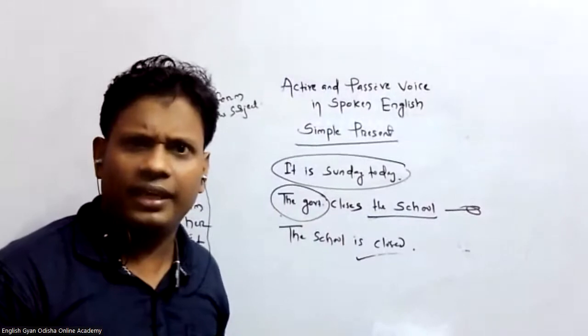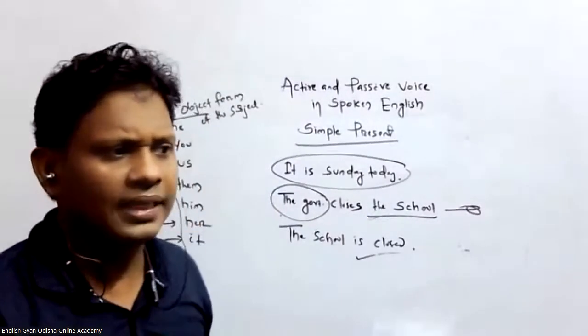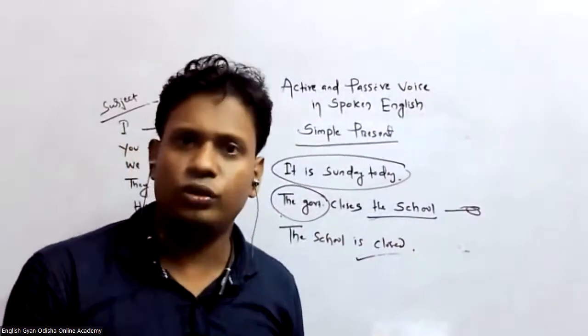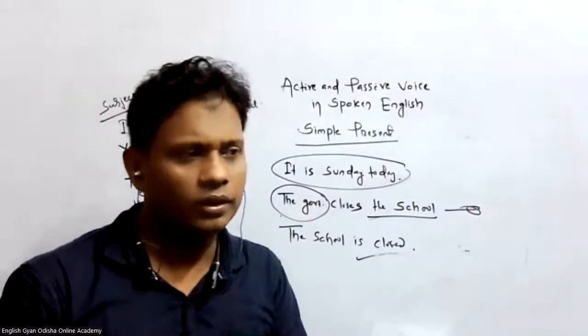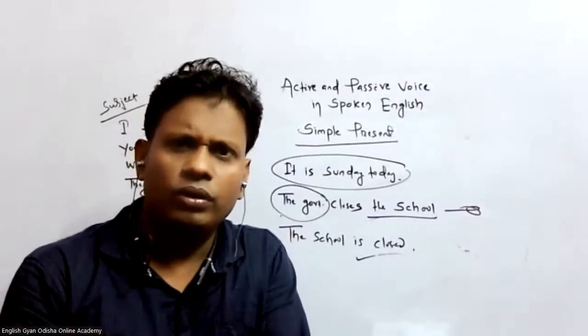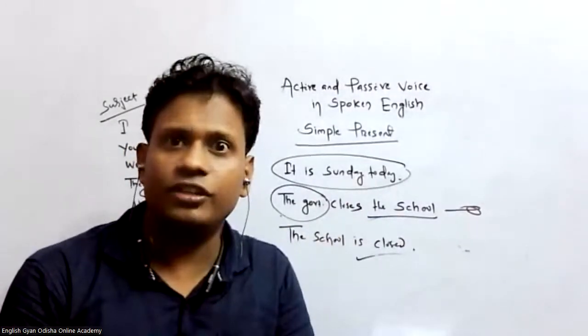A lot of examples are there. Suppose you say two mangoes are eaten every day. You don't know who eats them, so that's why you're telling it this way, without mentioning somebody else.